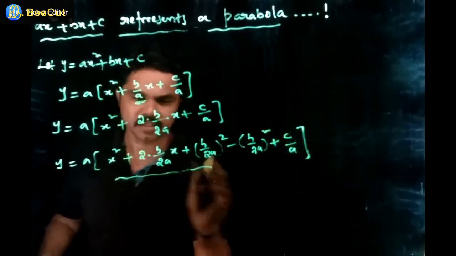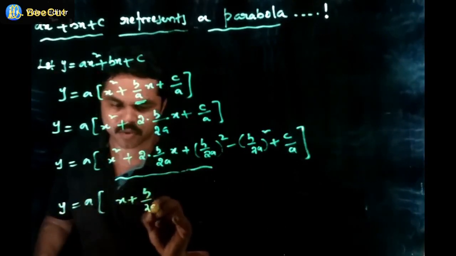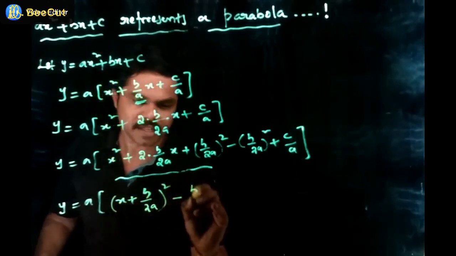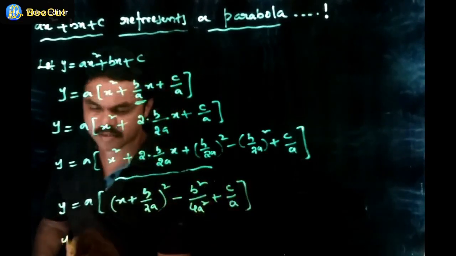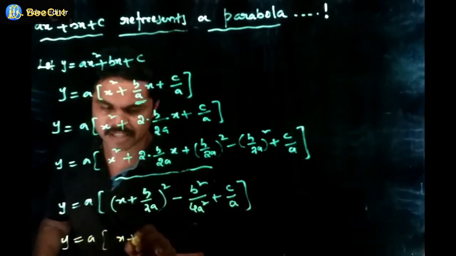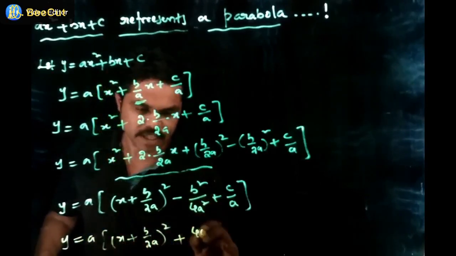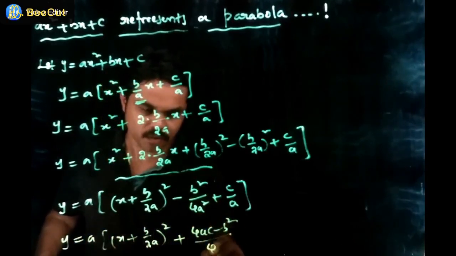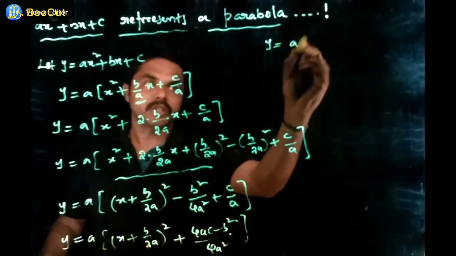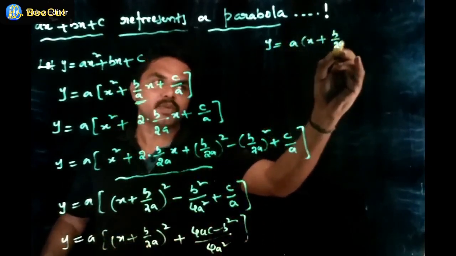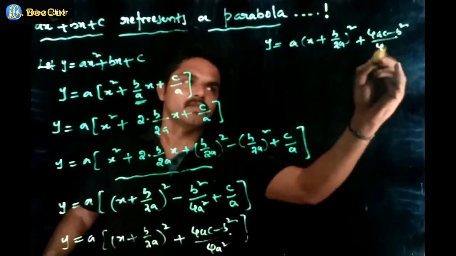From here to here, this is y is equal to a into x plus b by 2a whole square minus b square by 4a square plus c by a. So that is y is equal to a into x plus b by 2a whole square. By simplifying this, we will get 4ac minus b square by 4a square. Now multiply with a, you will get y is equal to a times x plus b by 2a whole square plus 4ac minus b square by 4a.